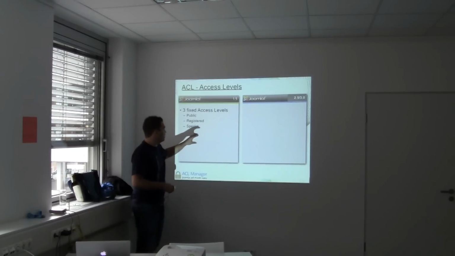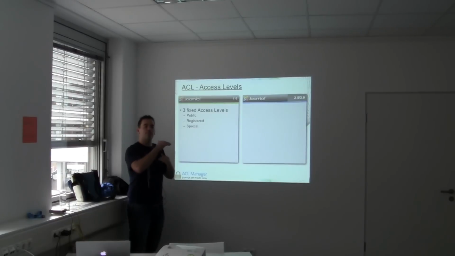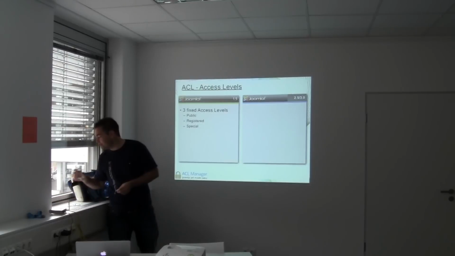In 1.5, as I explained already, there were two parts, the access level part of Joomla ACL and the action part. We had, sorry.